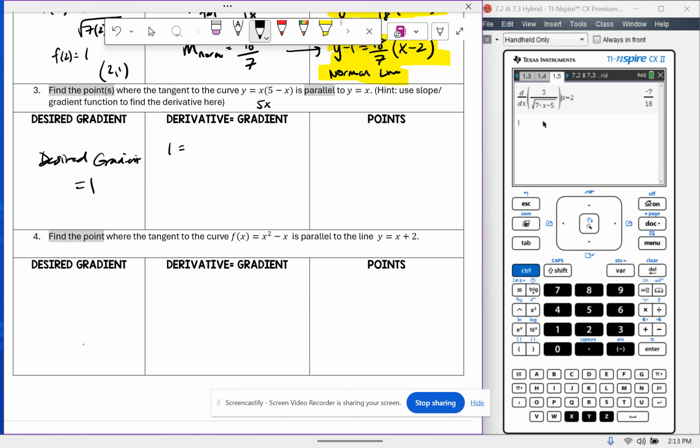So let's expand this out. We have 5x minus x squared. If we found the derivative of that, it would be 5 minus 2x, right? All right, so I'm going to solve. So we have x equals 2. Okay, so that's the x value where it happens, but it wants us to give the point, right? So we can take 2 and plug it back into the original. We're trying to find the point on the curve where this happens, right?